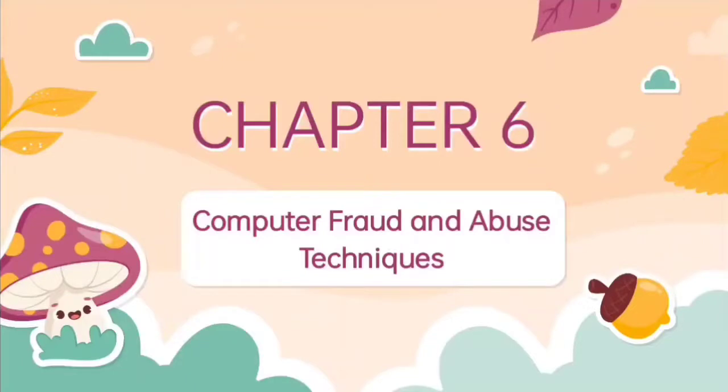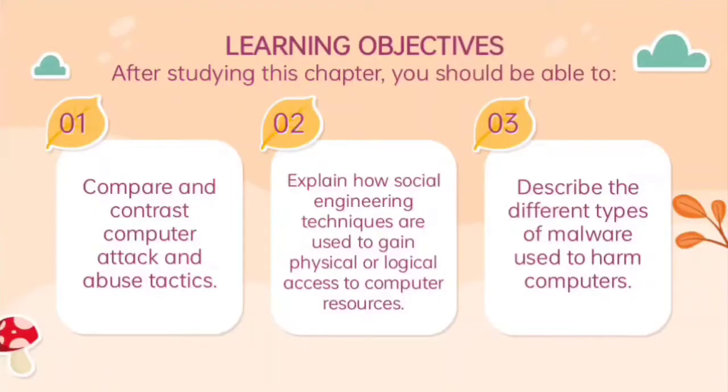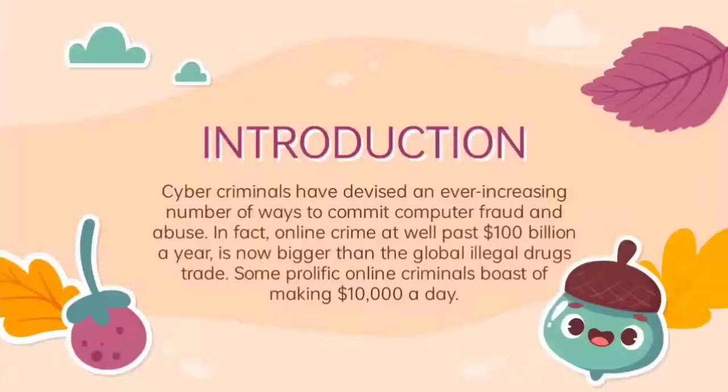Chapter 6, Computer Fraud and Abuse Techniques. Learning Objectives. So after studying this chapter, you should be able to: number 1, compare and contrast computer attack and abuse tactics. Number 2, explain how social engineering techniques are used to gain physical or logical access to computer resources. And number 3, describe the different types of malware used to harm computers.